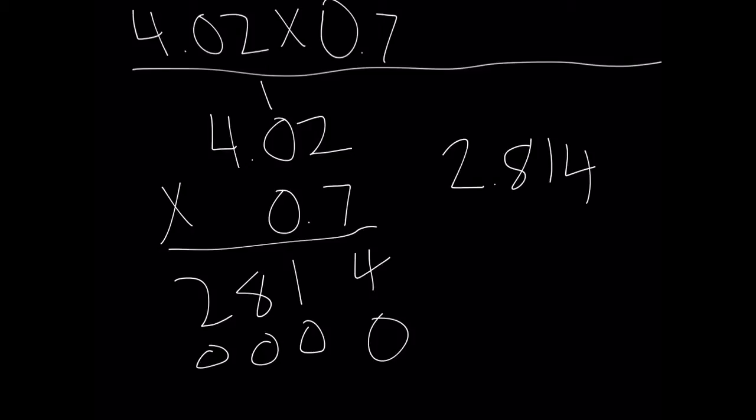Since there is 2 decimal places on the top, 1 and 1 on the bottom, you gotta go 2 plus 1 equals 3. So I go 3 decimal places over, which is 2.814. That's it.